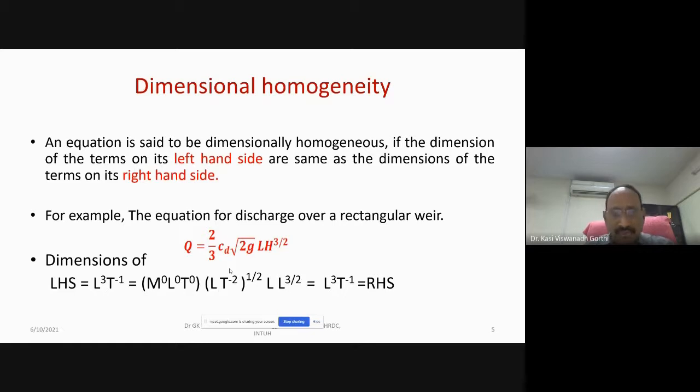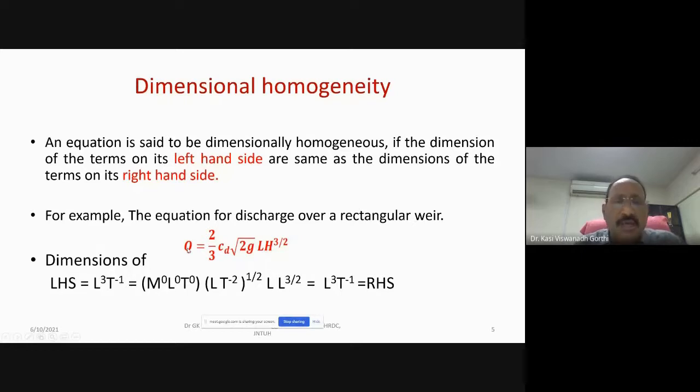So how do you say whether this equation is dimensionally homogeneous or not? Simply take the left-hand side and write the dimensional formula, then the right-hand side and write the dimensional formula. If the dimensional formula of the left-hand side is equal to the dimensional formula of the right-hand side, then we say that the equation is dimensionally homogeneous. Just start writing. Take the left-hand side, Q, discharge, meter cube per second.